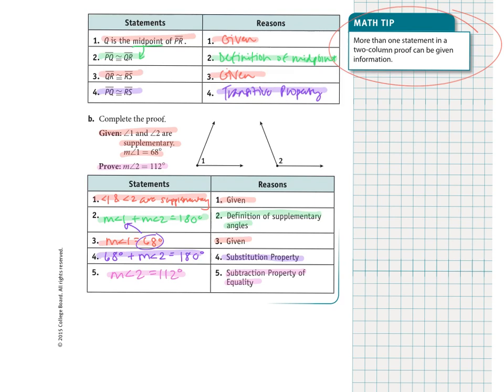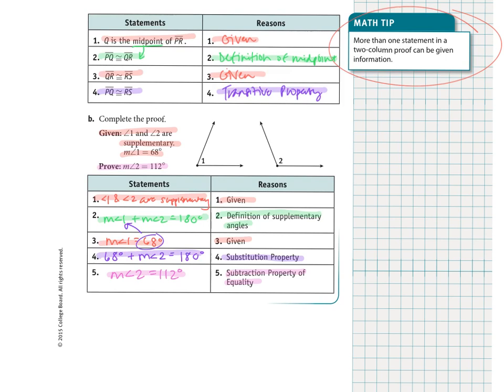Sometimes you could put that prove statement at the bottom and then kind of work your way through it. I wanted to show you a couple of ways how maybe we don't have the statements, maybe we don't have the reasons, maybe we don't have a mix of both, because in the future, you are not going to be given any of this. All you're going to be given is our given information and what we need to prove.